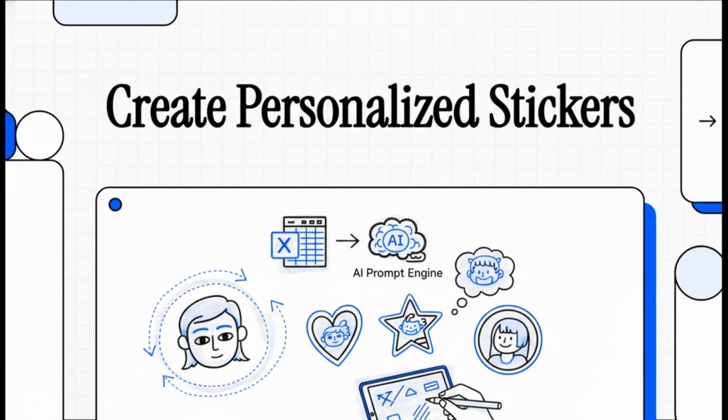Let's get right into it. In this quick explainer, I'm going to show you a super fast, repeatable system for creating personalized stickers from any photo. We'll be using a special Excel prompt engine with an AI like Gemini or ChatGPT, and believe me, you won't need any design skills whatsoever.